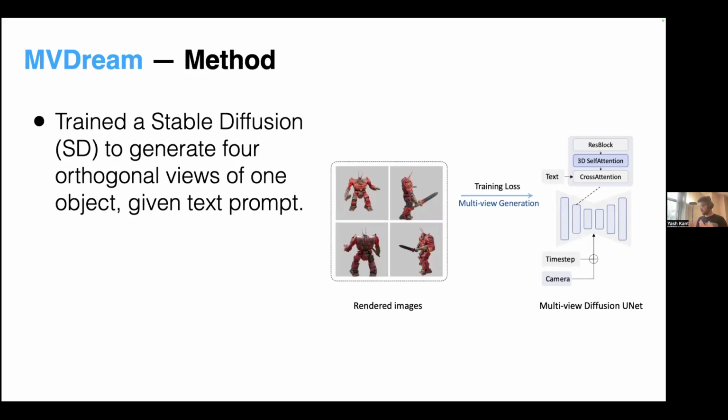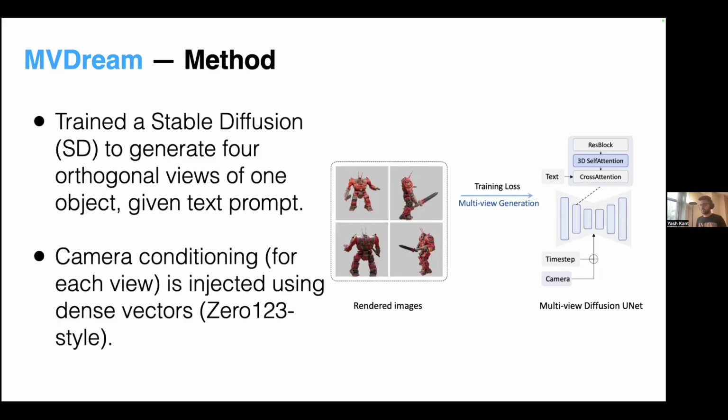The method is somewhat similar. We train a Stable Diffusion model to generate 4 orthogonal views, and these are the 4 orthogonally rendered views here. We apply text conditioning similar to Stable Diffusion, but with that, we also merge in the camera viewpoints that we want to generate. And that is very similar to Zero-1-2-3.